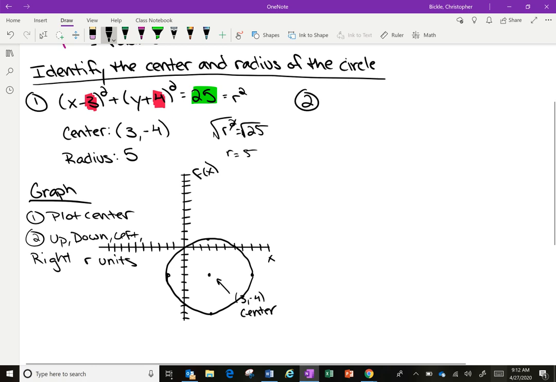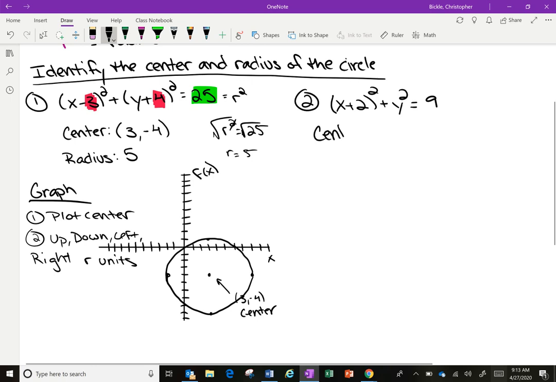Second one here, we're going to do x plus 2 squared plus y squared equals 9. So I want you guys to find the center and the radius and graph it. So go ahead and do that. I'm going to give you a second to pause. And now we'll talk about it.